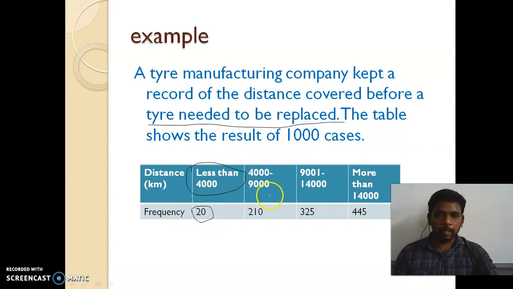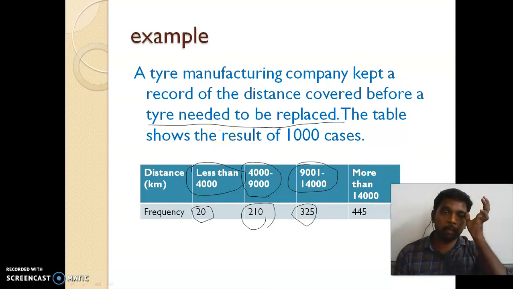And similarly, between 4000 and 9000 kilometers, that is 210 times we have to replace the tire. Between 9000 and 14,000 kilometers, 325 times it is needed to replace the tire. And after 14,000, that is more than 14,000, 445 times it is needed to replace the tire. So that is the information given here.